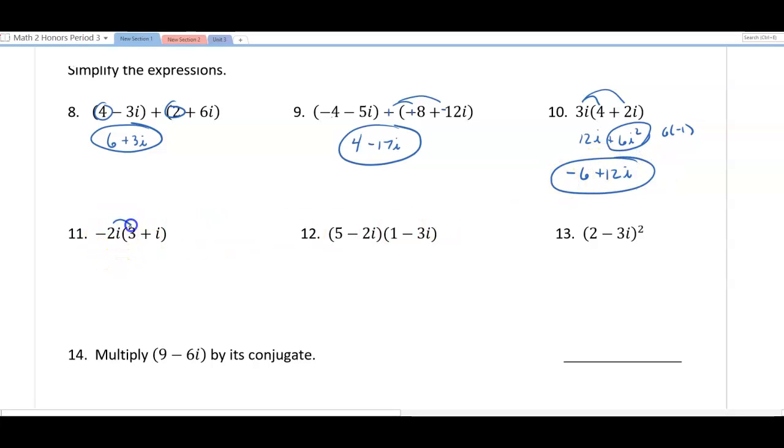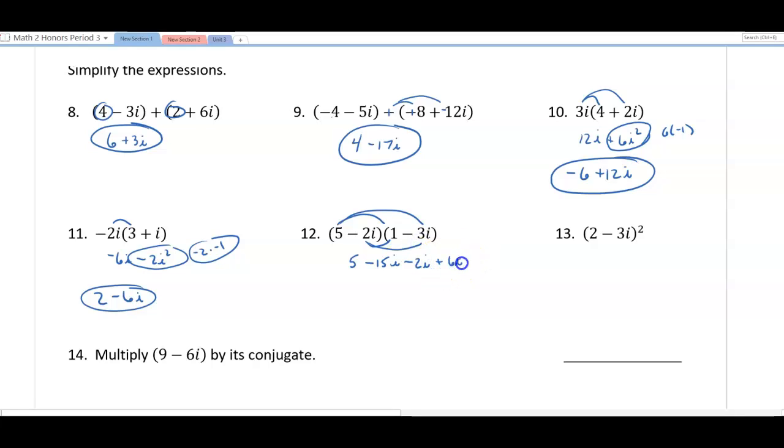Number 11, negative 2i times 3 is negative 6i, minus 2i squared, but this becomes negative 2 times negative 1, so that's going to become positive 2 minus 6i. Done. 12. 5 times 1 is 5, minus 15i. Remember, you got to kind of FOIL here. Negative 2i times 1 is minus 2i. And negative 2i times negative 3i is plus 6i squared. Now this becomes minus 6 because 6 times negative 1. So 5 minus 6 is negative 1. Negative 15i minus 2i is minus 17i.